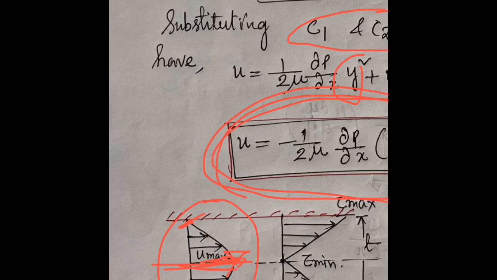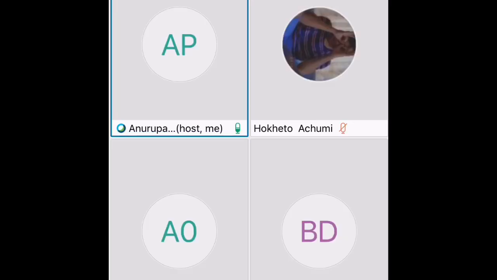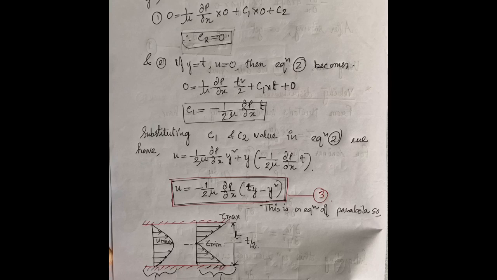So, all of you know about the equation of a parabola, isn't it? This equation shows similar characteristics to the equation of a parabola. So, we can say that the velocity across the channel, across the plates for laminar flow, the velocity distribution diagram will be a parabola.